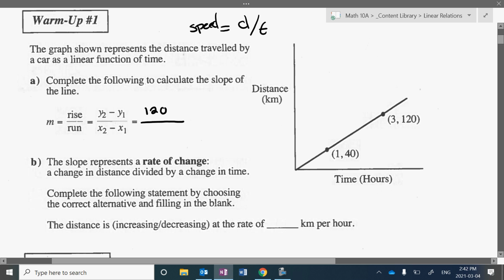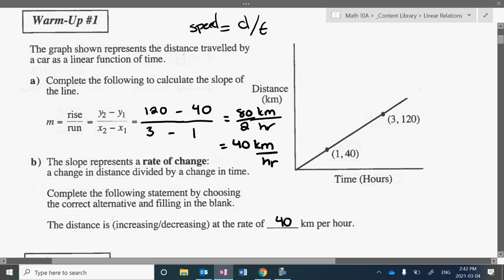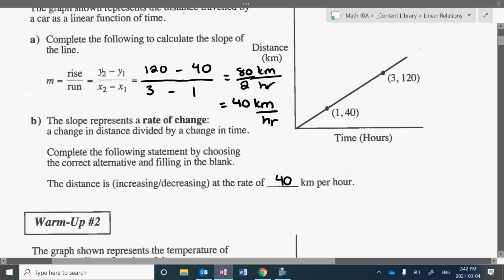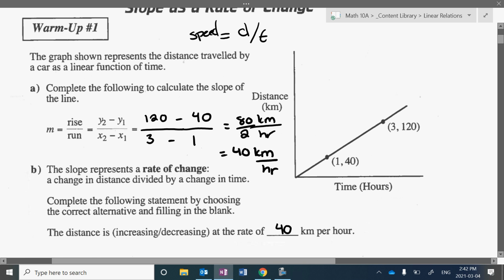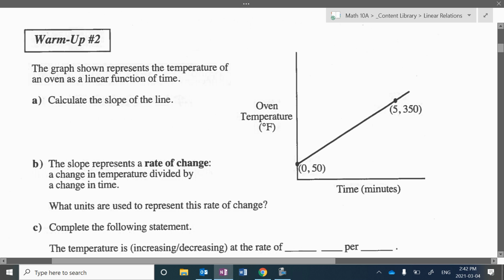I can do 1, 2, 3. Remember, y is always on top, and then I have 40 and 1, which gives me 80 over 2, which when we do that division, I get 40 with units, kilometers per hour, because kilometers were my two y values, and hours were my denominator. So this is bringing context in. So our slope represents the speed of 40. Crazy difficult, correct? Okay, let's go to the second example.